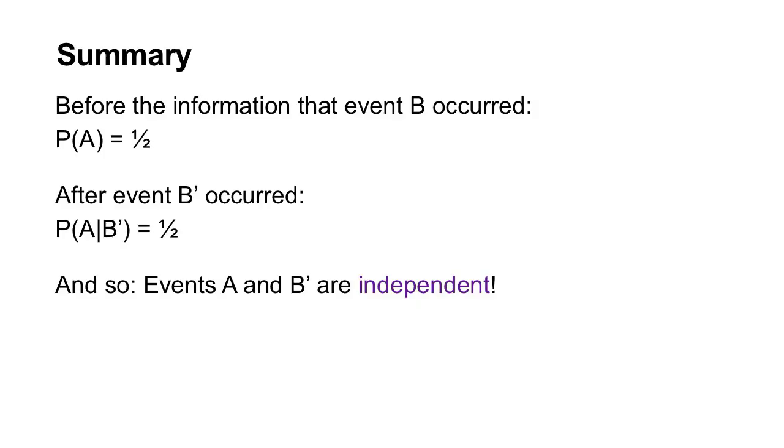Does this remind you of the concept of independence from the previous module? Now, B prime occurring does not make you change the probability of A. In that sense, A and B prime are independent.